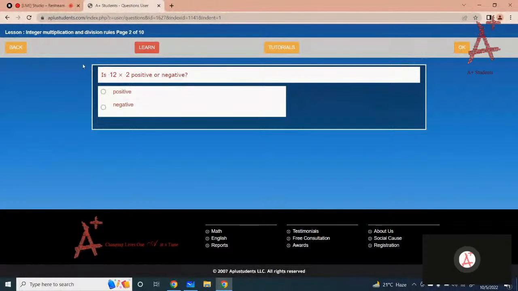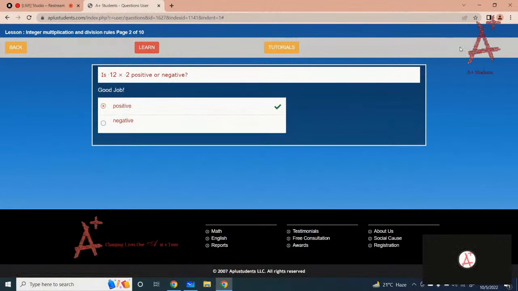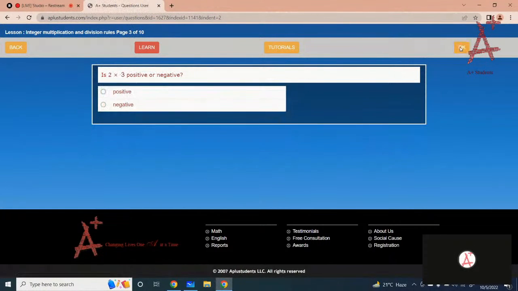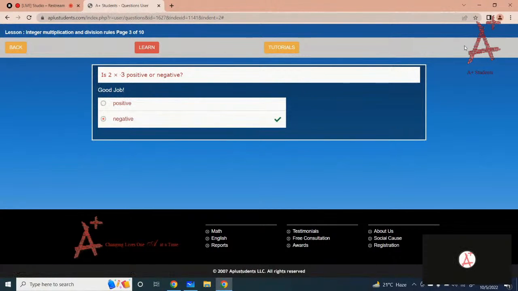Okay, negative 12 times negative 2. Is it positive or negative? It is positive. Again, both the numbers have the same sign, so their answer must be positive. Okay, is 2 times negative 3 positive or negative? It is negative because you're multiplying two numbers with different signs. One of them is positive, one of them is negative, so the answer must be negative. Very good.